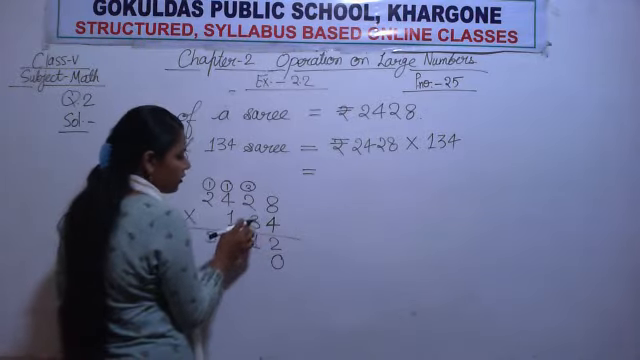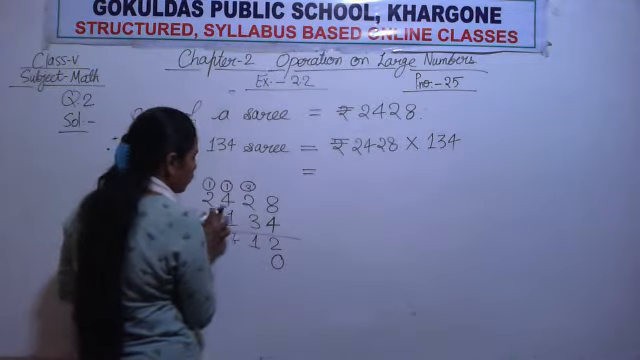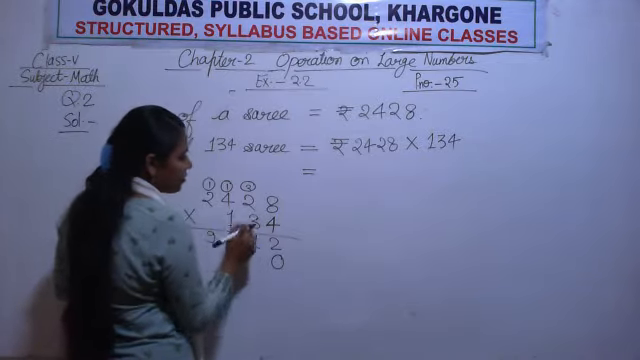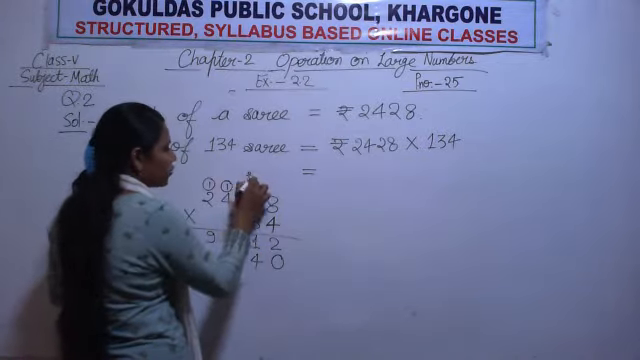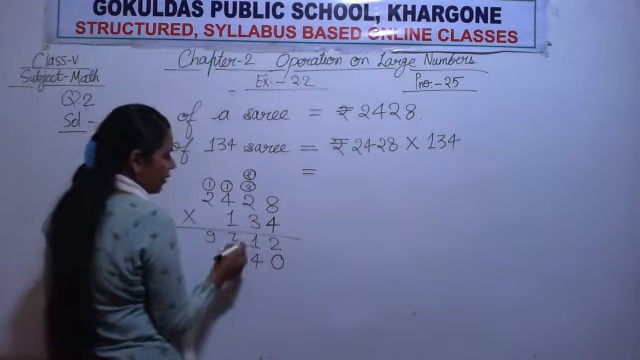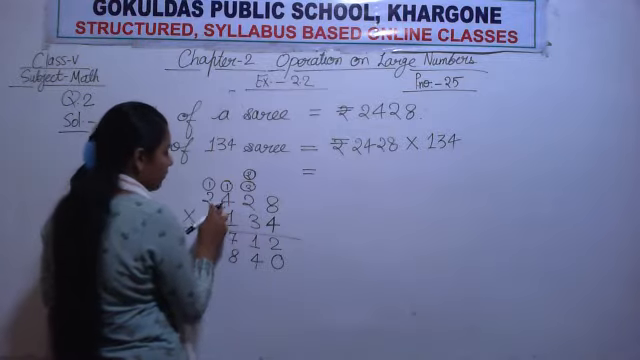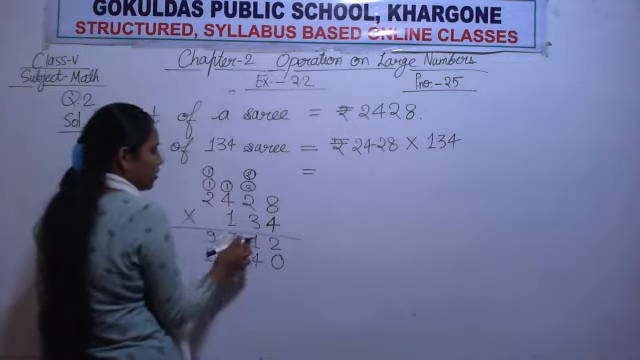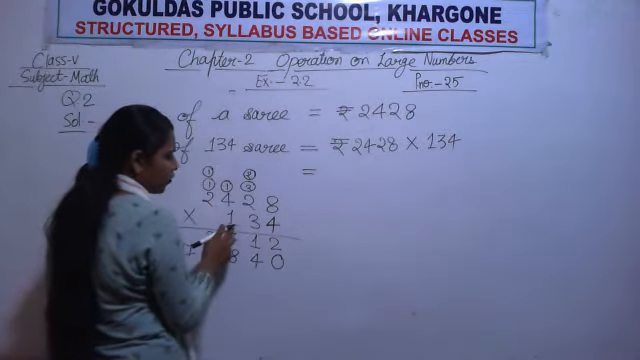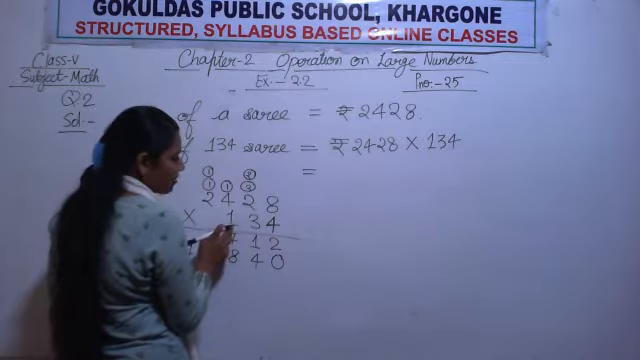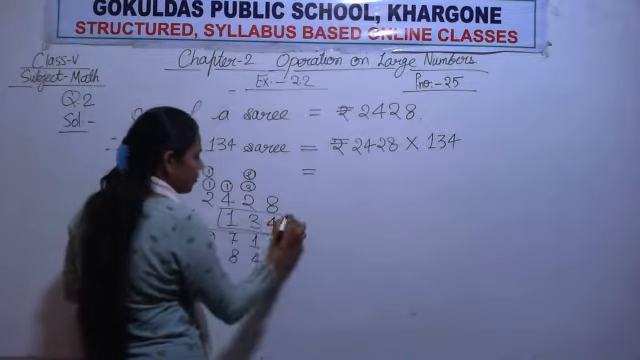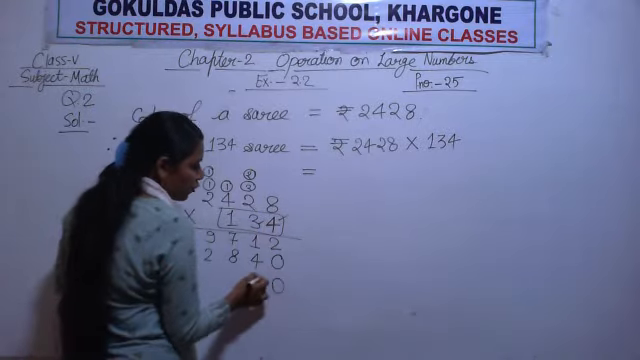Now move to the digit 3. Now you will multiply 2428 by this 3. So 3 8s are 24. So 4 here, 2 carry forward. 3 2s are 6, 6 plus 2 is 8. 3 4s are 12. So you will write 2 over here, 1 carry forward. 3 2s are 6, 6 plus 1 is 7. Now move to the next digit. So 1 is here at hundreds place, or you can see that you have done with the 2 digits of the multiplier. So you will put 2 zeros.